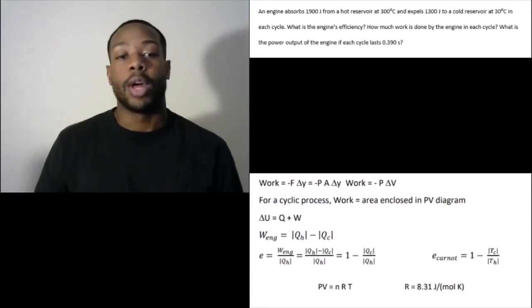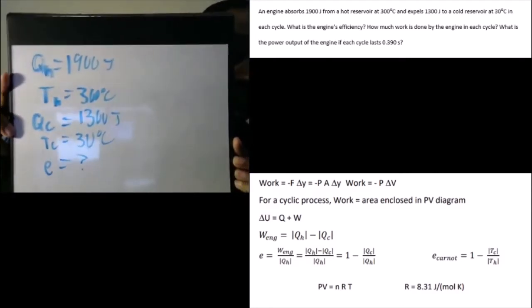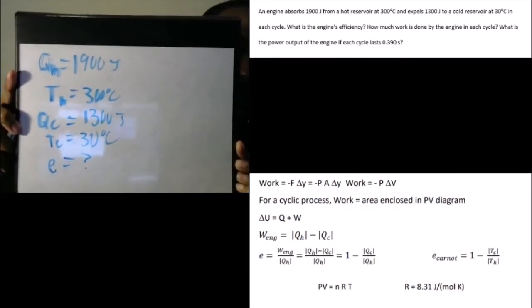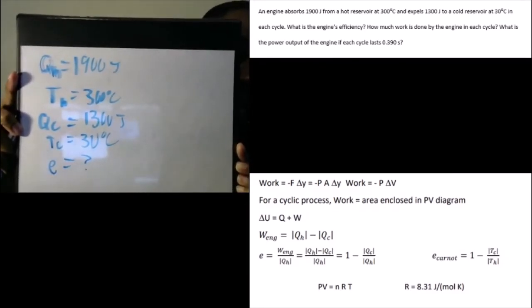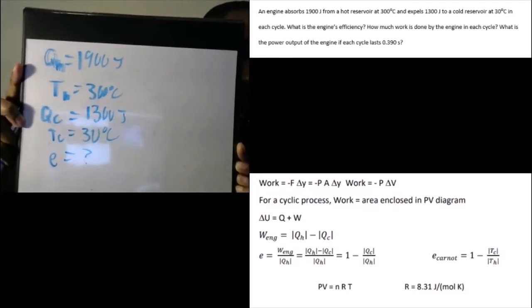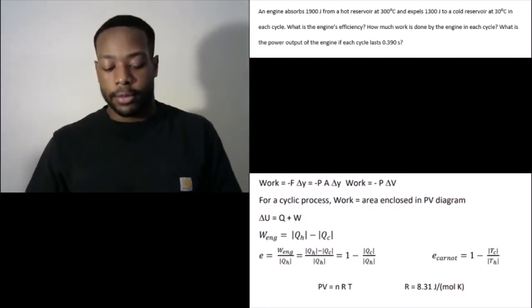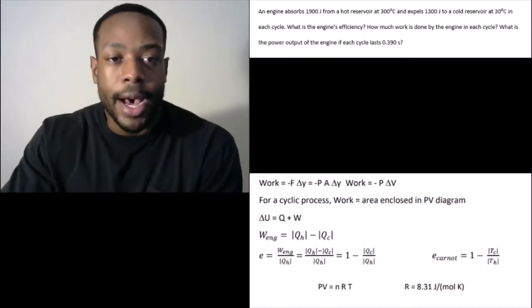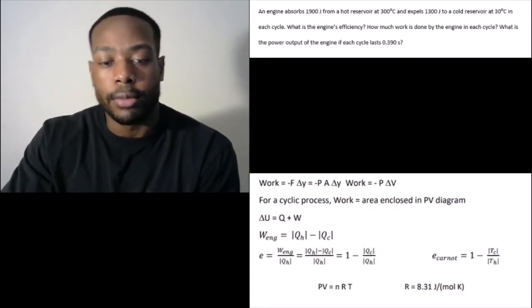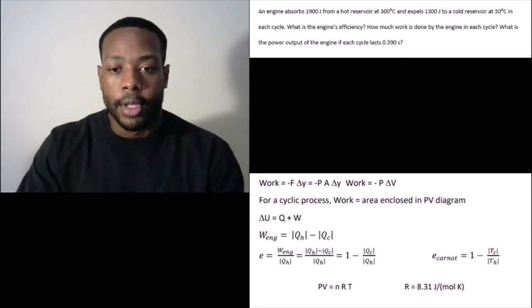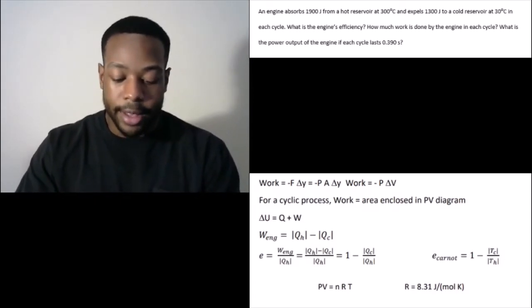Here's what I have as far as what we have and what we don't have. QH, the energy that we absorb, is going to be 1900. TH is our high temperature, 300 degrees Celsius. The energy we expel is going to be 1300 joules, QC. TC is our cold temperature, 30 degrees Celsius, and E is our efficiency. Not too tough. Let's do the math a little bit. Take a second to find what equation you want to use. We're finding the efficiency, right? So we're going to do a little math.